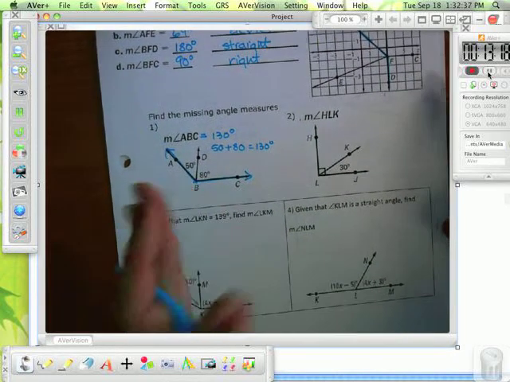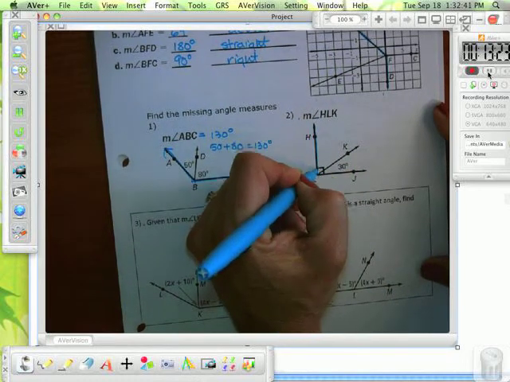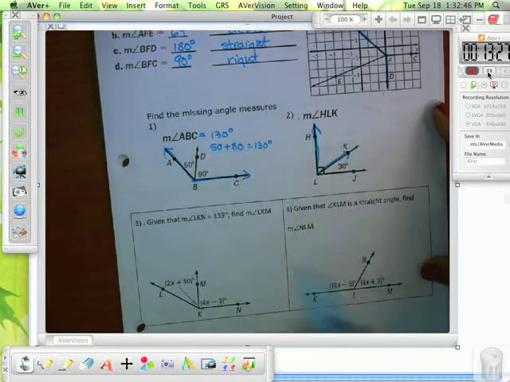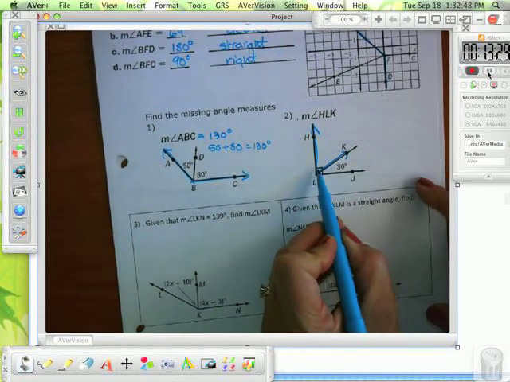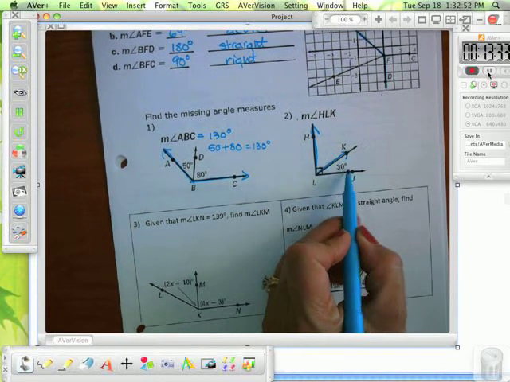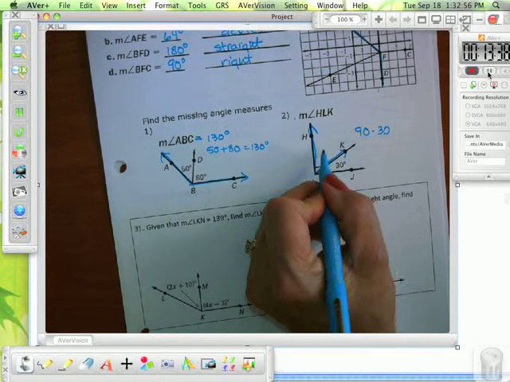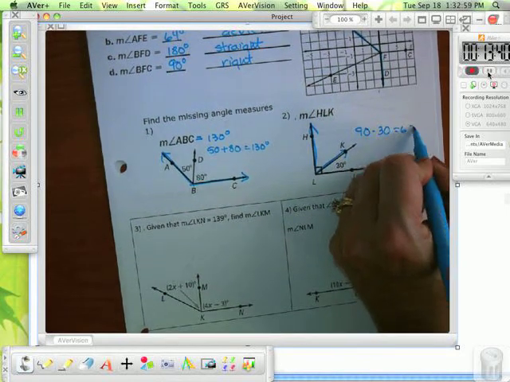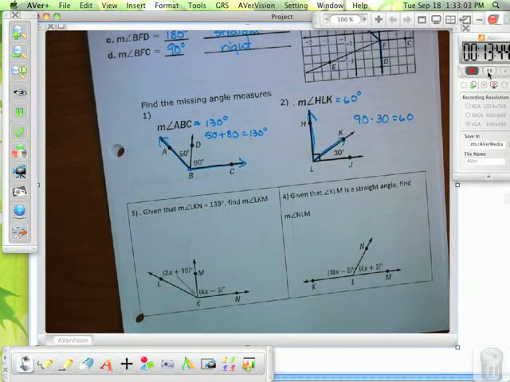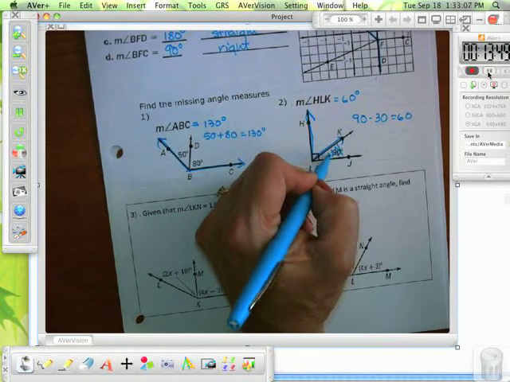Okay, now I need the measure of HLK, which is this angle right here. 60. Okay, now what does this little box tell me? 90. The total is 90. This piece is 30. So if I do 90 minus 30, I should get HLK. So the total 90, take away this part, take away the 30, will give me the 60.